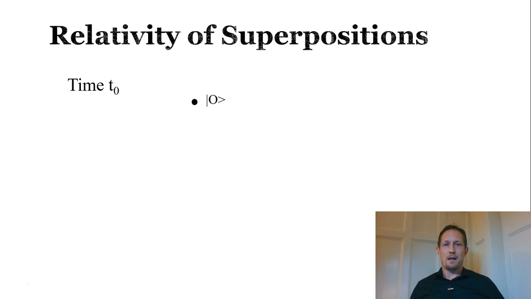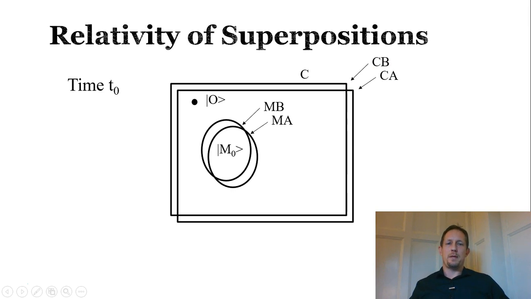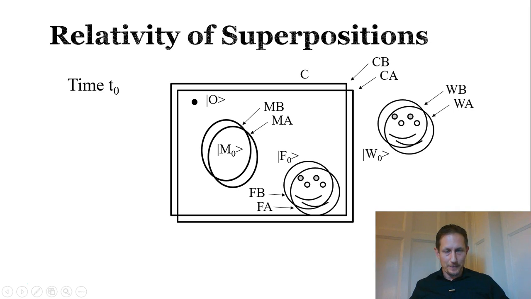So if you were an observer sitting on that object, whatever that would feel like, you wouldn't of course see yourself in a superposition. Rather, that object would see everything else in a superposition, everything else around it. So it would see the container in a superposition of locations, say CA and CB. The measuring device would be in some superposition of locations, so would the friend, and so would Wigner.